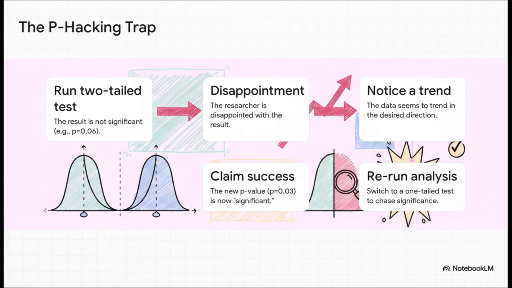And that temptation leads to a really serious problem in science called p-hacking. Here's how it happens. A researcher runs the correct two-tailed test, but the result is a letdown. Say a p-value of 0.06, just missing that sweet significance level. They're disappointed. Then they notice that the data was trending in the direction they wanted, so they go back and rerun the analysis, but this time as a one-tailed test. Suddenly, their p-value is 0.03, and they can claim success. This isn't science. It's just manipulating the process to get the outcome you want.